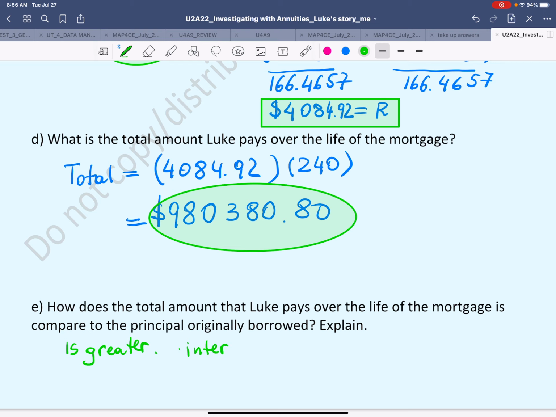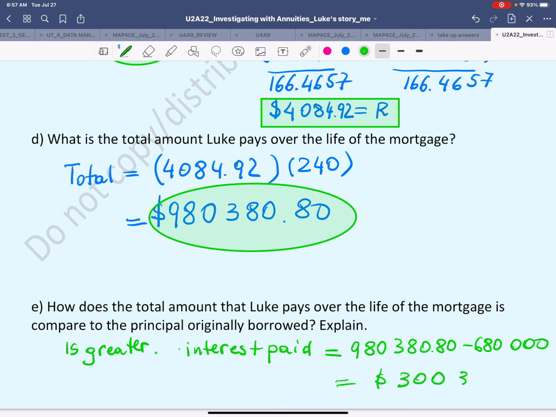So the interest paid is the difference between what he borrowed and what he paid at the end. What he paid at the end is $980,380.80, and what he borrowed was $680,000. So he is paying an interest of $300,380.80. So that's the interest he pays.